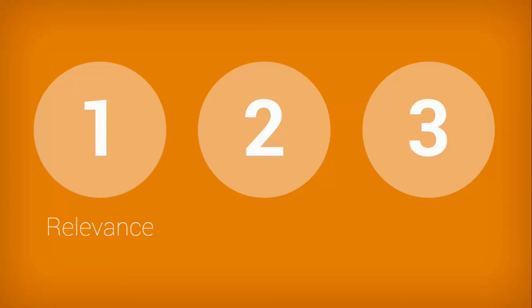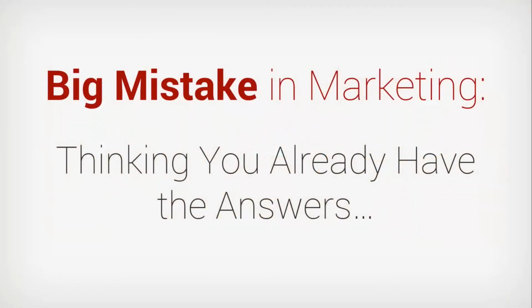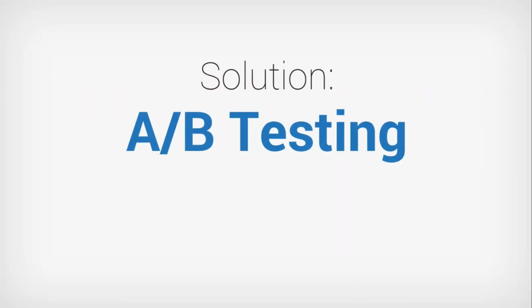Now, the second thing in our 3 steps is testing, okay? Testing is super important. A big mistake in marketing, actually, not just in list building, in marketing in general, is thinking you already have all the answers, thinking you already know everything. Just going, I have an opt-in form, I'm done. The only solution to this is A/B testing, right? You want to be split testing your offers. You want to be testing one offer against another.